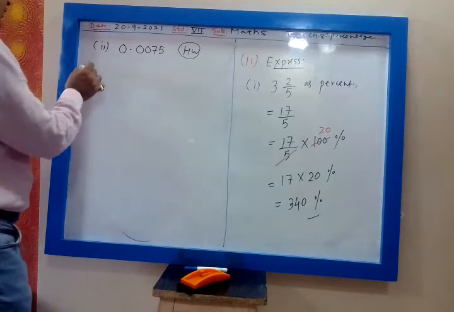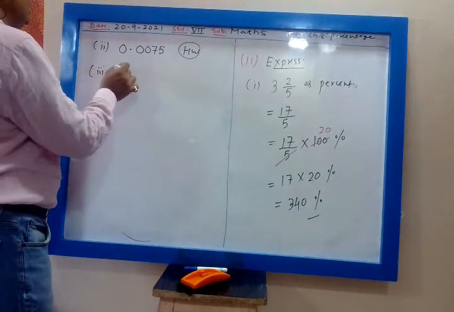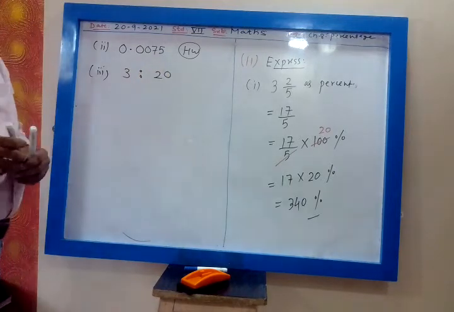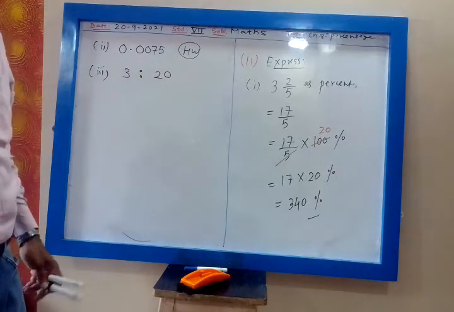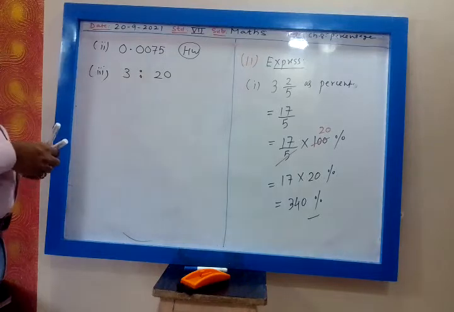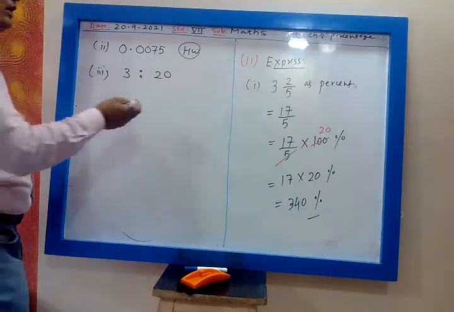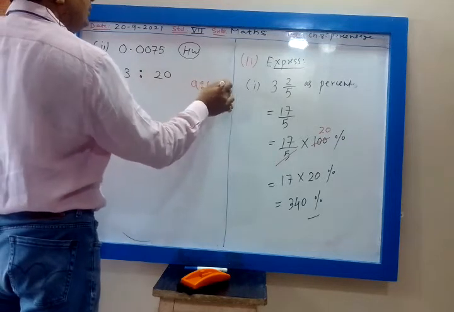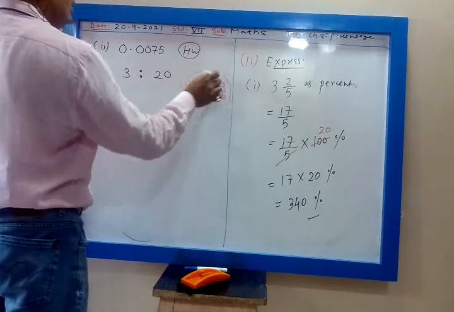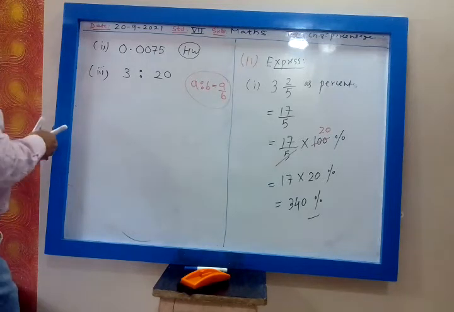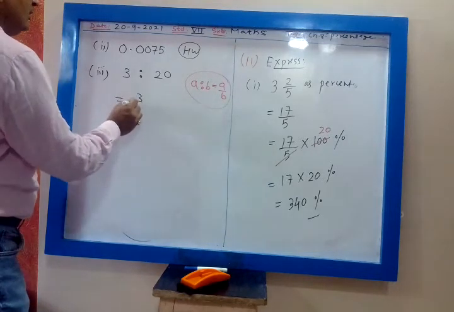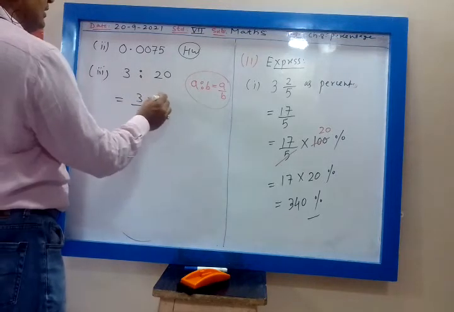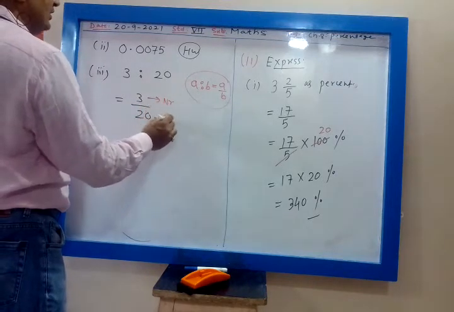Then 3 is to 20. This is a ratio. Do you want me to solve this? Then we use the concept of ratio. A ratio B means A upon B. So 3 ratio 20 is 3 upon 20. Now 3 upon 20 is a fraction. This is my numerator, this is my denominator.